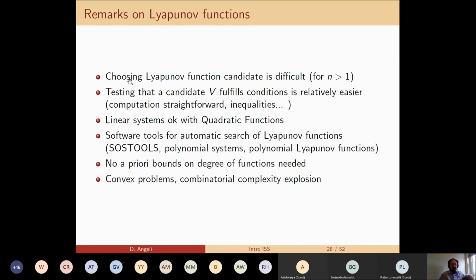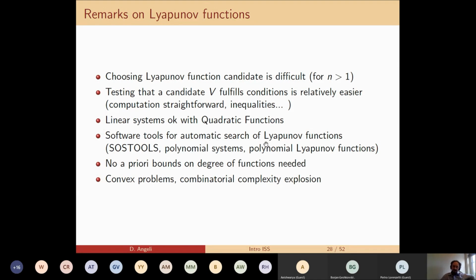So the first step, perhaps, in order to try to build an ISS Lyapunov function is really trying, first of all, to find a Lyapunov function for proving global asymptotic stability, and then you can go on trying to prove that this is also an ISS Lyapunov function. Now, once you've got a candidate, checking that it fulfills the condition is relatively easier. The computation of v dot is straightforward, but you have to prove certain inequalities, which may not be an easy task in any case. For linear systems, of course, there is no problem. Everything is fine with quadratic forms.